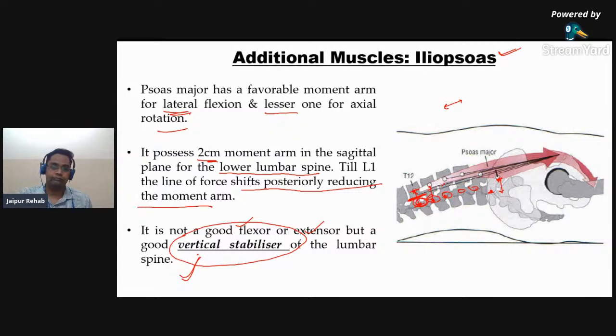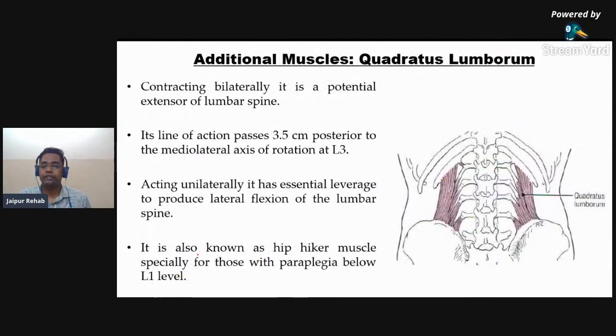Always remember that, right? Coming on to the additional muscles, now this is the posterior compartment muscle, that is the quadratus lumborum muscle. Now contracting bilaterally, it is a potential extensor, although you can see that it is quite far away. So it has good momentum in the frontal plane. Okay, so it can be a very potential side flexor. But whenever both sides, bilaterally, the quadratus lumborum is acting, it acts as a very good extensor also.